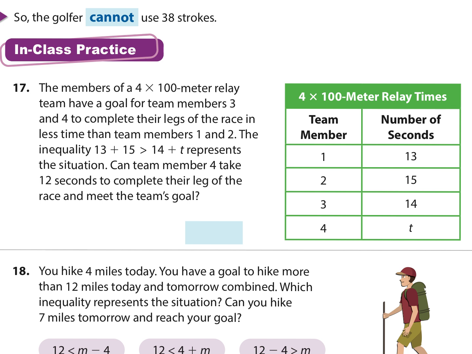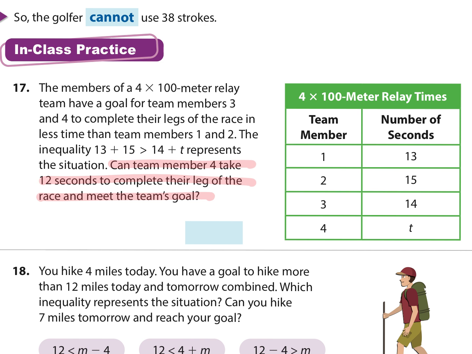This says that the members of a 4x100 meter relay team have a goal for team members 3 and 4 to complete their legs of the race in less time than team members 1 and 2. The inequality 13 plus 15 is greater than 14 plus t represents this situation. Can team member 4 take 12 seconds to complete their leg of the race and meet the team's goal? Okay, so my question is asking me, can team member 4 take 12 seconds to complete their leg of the race and meet the team's goal?